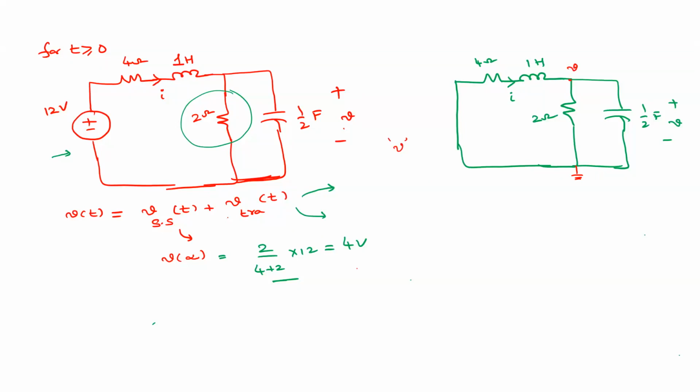All right, so this is current I. If this is current I, apply KCL at node V. What does it give? This is the incoming current I, plus the outgoing currents. What is the outgoing current equal to? V by 2 plus IC, that is V by 2 plus half into dV by dt. Okay, so keep this aside.